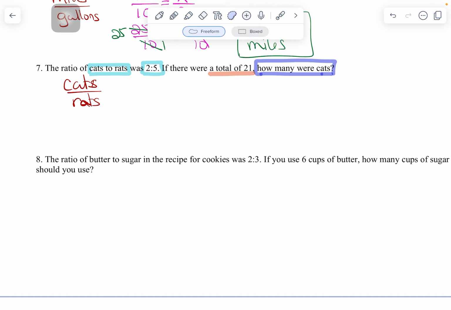All right. Speaking of things that are going to go away, I'm going to go ahead and get rid of that little fraction there.